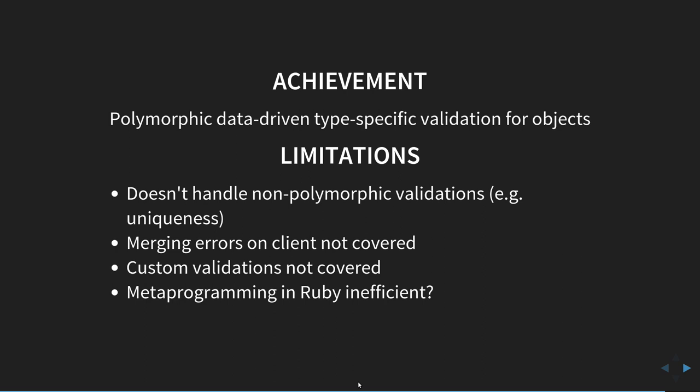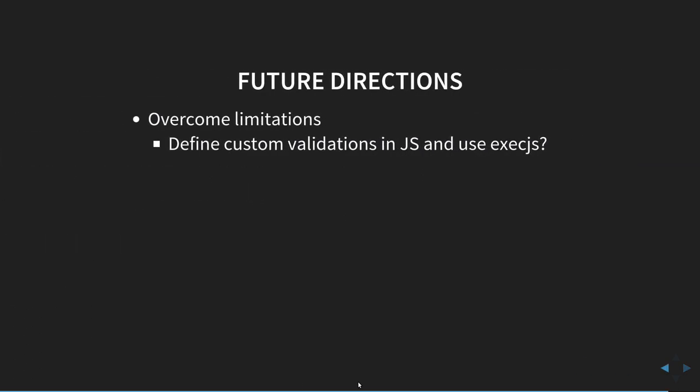It was suggested to me when I chatted to someone here previously that there are efficiency problems with metaprogramming in Ruby, so whether this would have problems with scaling, I don't know. Where could I go with this? Well, I think there could be ways of trying to overcome the limitations, working out ways of defining custom validations in both JavaScript.